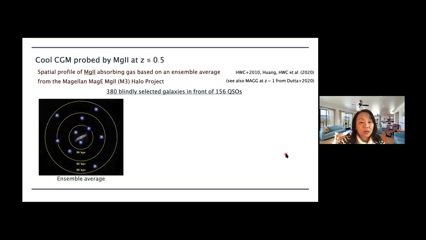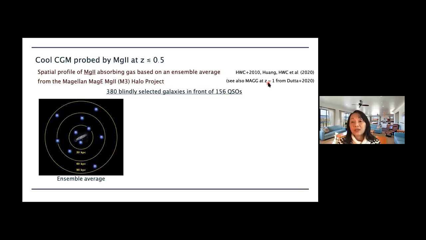So just a few words on the M3 survey. This is the Magellan MAGE Magnesium II Halo project that's been going on for almost a decade now in collaboration with Steve Shectman at Carnegie. This is a large sample of galaxies blindly selected from Sloan that occur at close projected distance from a background quasar. Altogether, we collected 380 galaxies at redshift less than 0.5. I want to mention before I go on that, incidentally, in parallel, there's an independent effort coming out of the Durham group led by Michele Fumagalli, who also published a paper just last year on the magnesium II halo gas property at redshift 1.